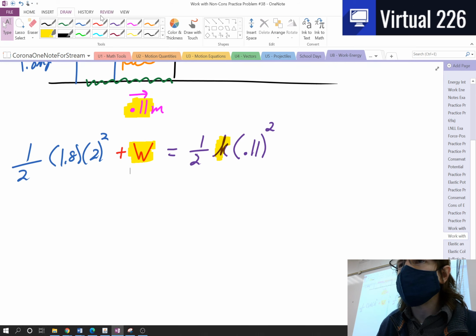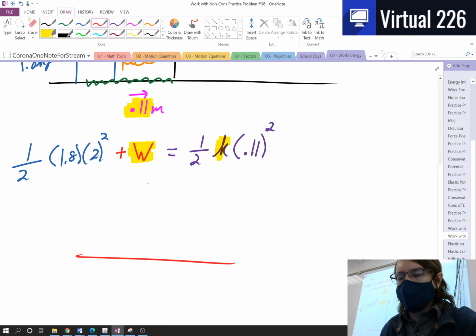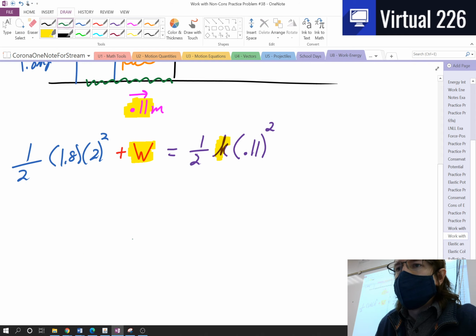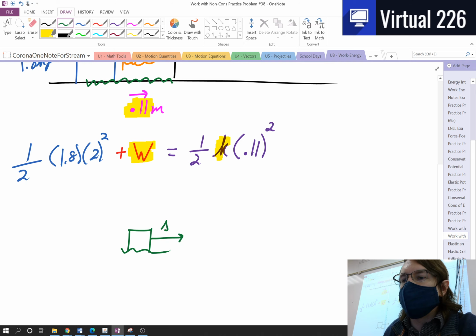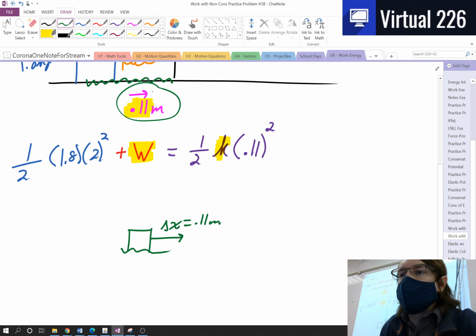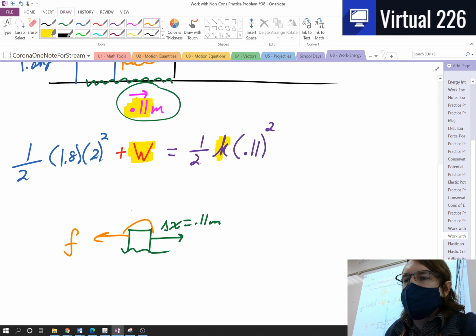So let's think about the work here. If this block is moving on the rough surface, we know the block is moving with some velocity to the right. It's going to have a displacement to the right of 0.11 meters because that's how much it compresses the spring. But friction is going to act to the left. So that's the force of friction, and we know the angle between them is 180 degrees.